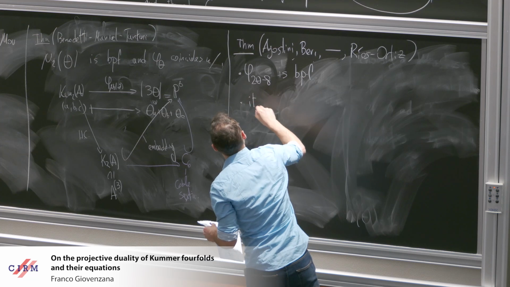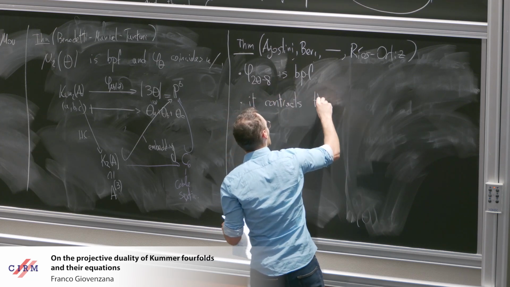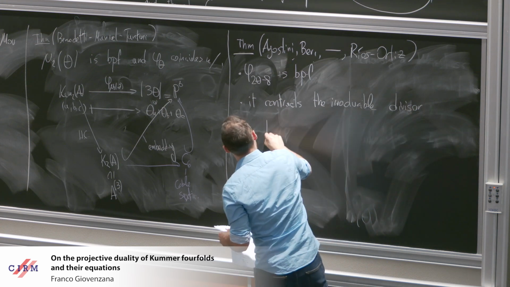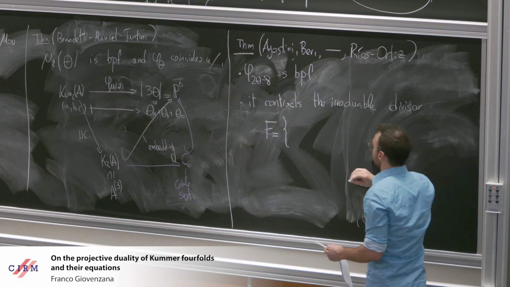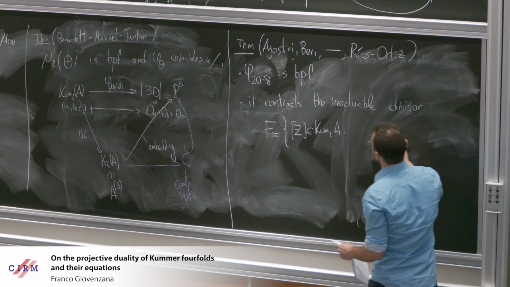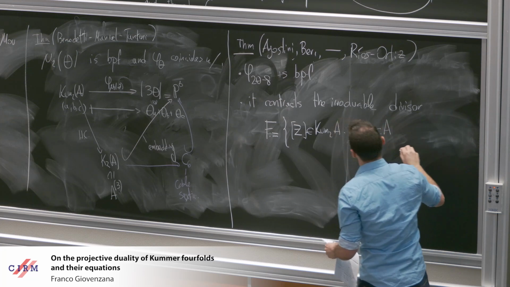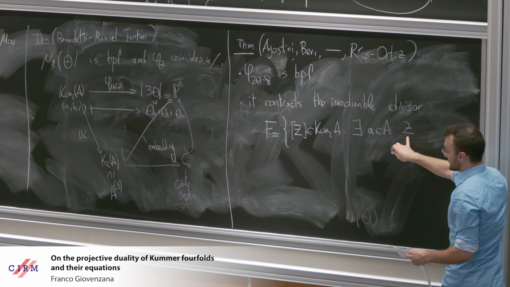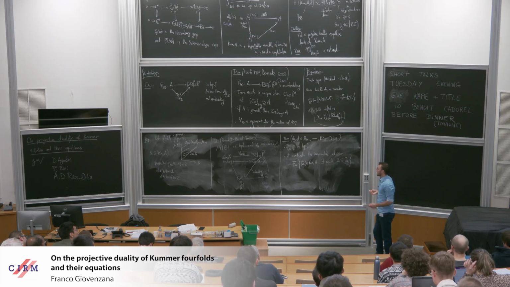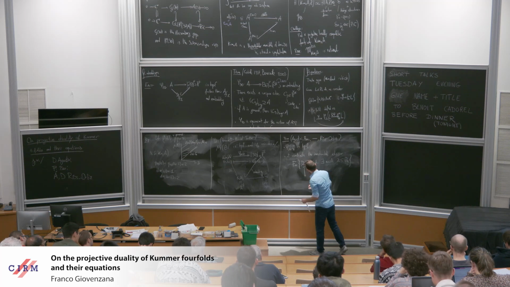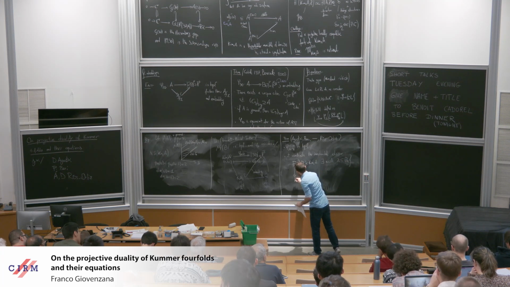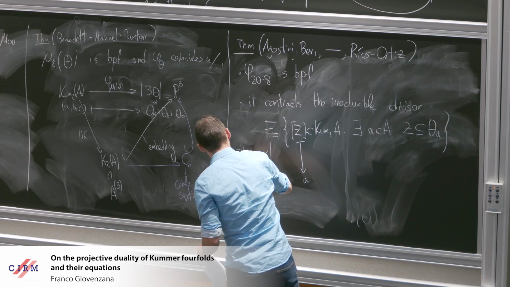It contracts the irreducible divisor F, which is defined in this way. So we have subschemes in Q2A such that there exists an a inside the abelian surface such that Z, seen as a subscheme of A, is contained in a translate of the curve. You see that this divisor, to any such Z I can associate the point a, and this map is well defined. And this realizes F as a P1 fibration over A.